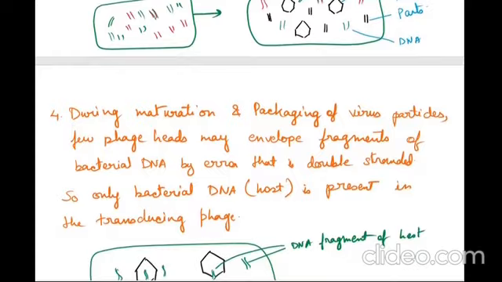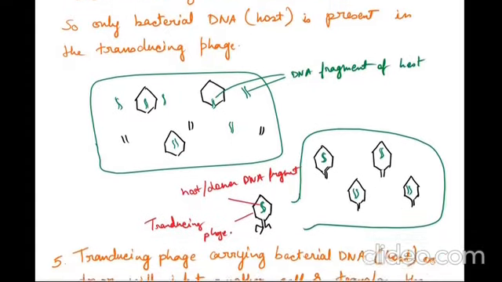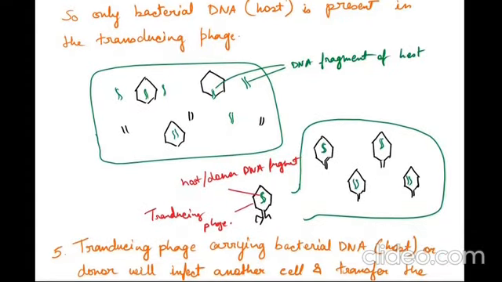After that, during maturation and packaging of virus particles, a few phage heads may envelop a fragment of bacterial DNA by error, that is double stranded. So only bacterial DNA, that is the host DNA, is present in the transducing phage. So what's happening out here? See, so this is the cell.